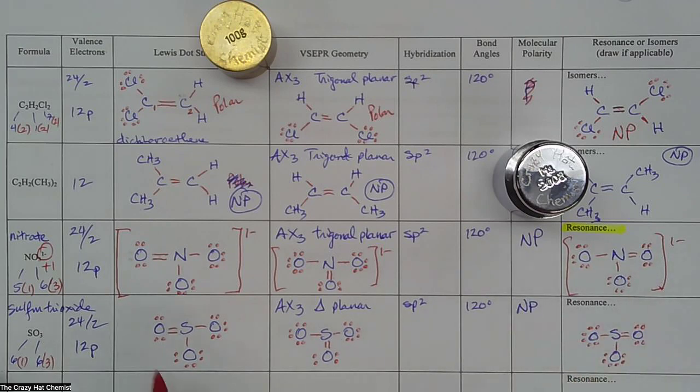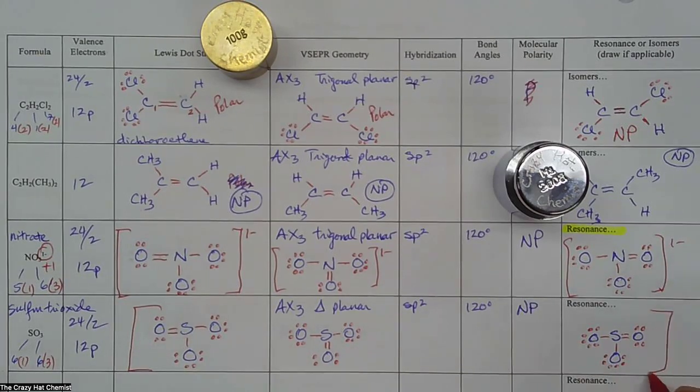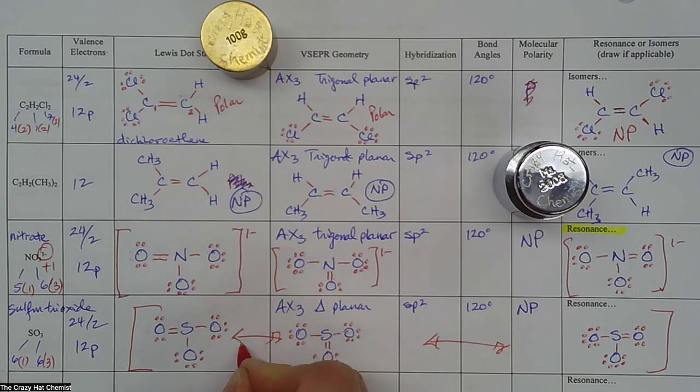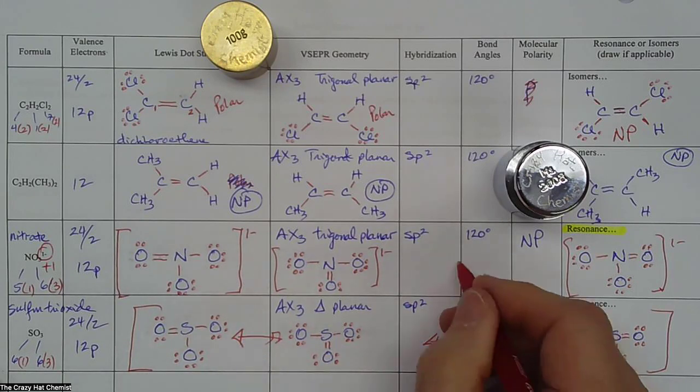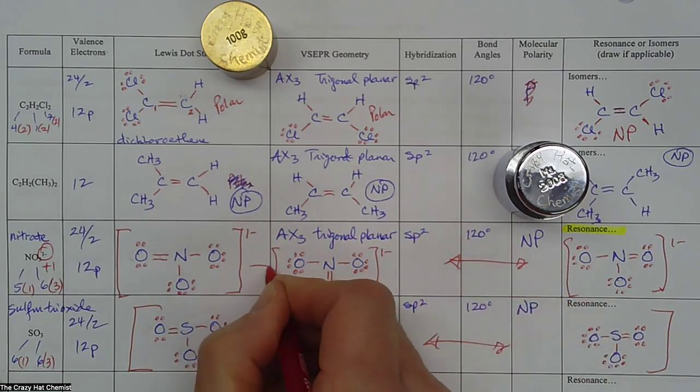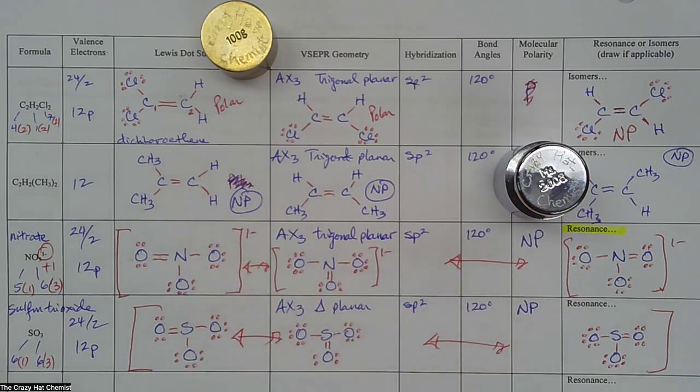All right, and then theoretically, what you should be doing is putting brackets around all this with double-headed arrows in between all these structures. That is what you should be doing with all the resonance structures, putting double-headed arrows in between these structures. Okay, that lets you know that not one of these structures is actually correct. There are no double bonds and no single bonds on this structure of sulfur trioxide or nitrate ion.